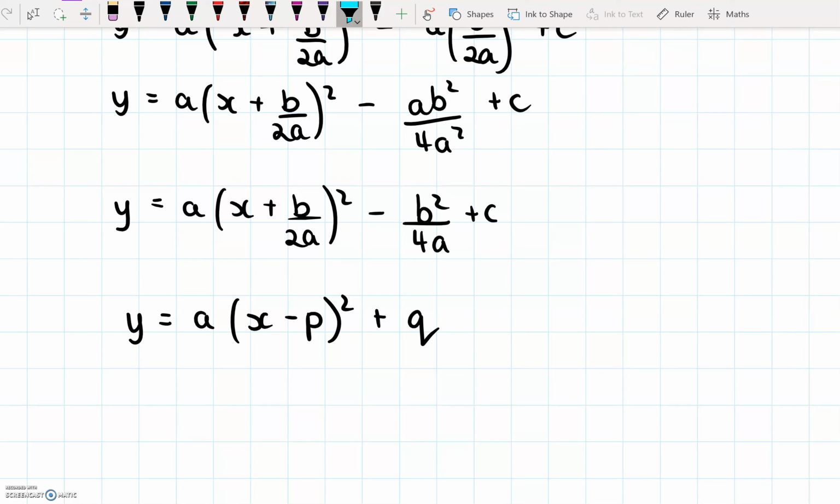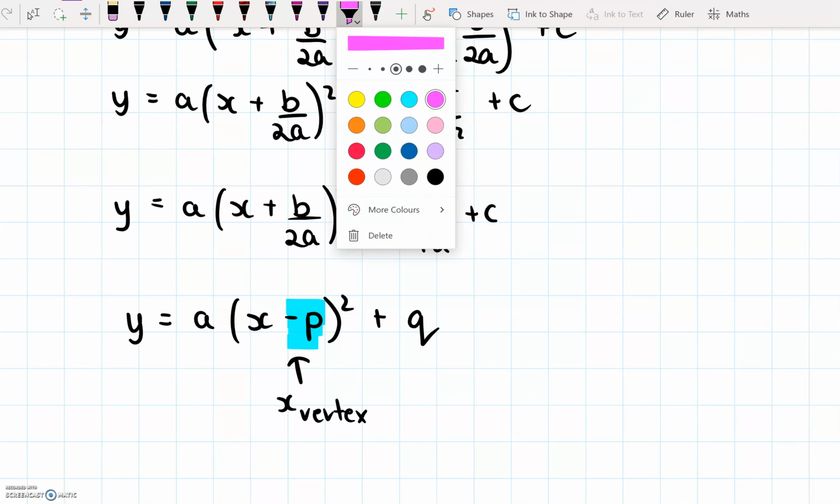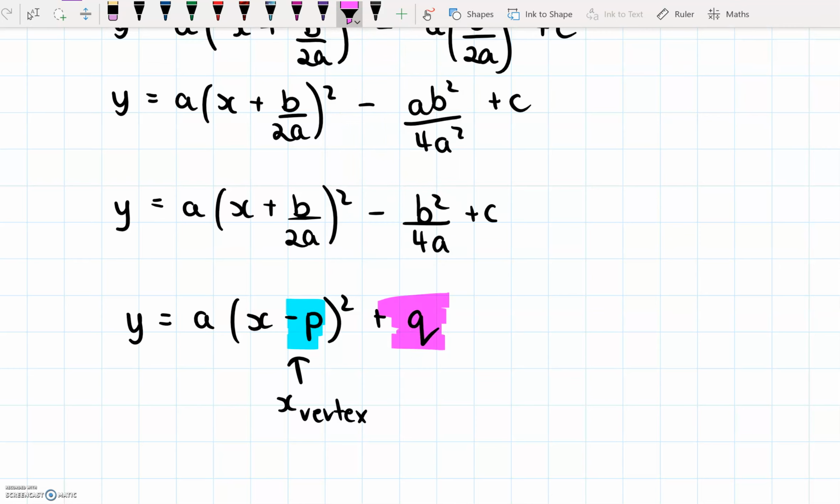Okay, where p is the x coordinate of the vertex, and we notate that as x vertex. All right, just like this. All right, q would be the y of the vertex. Okay, and we don't really worry too much about the q in this case.